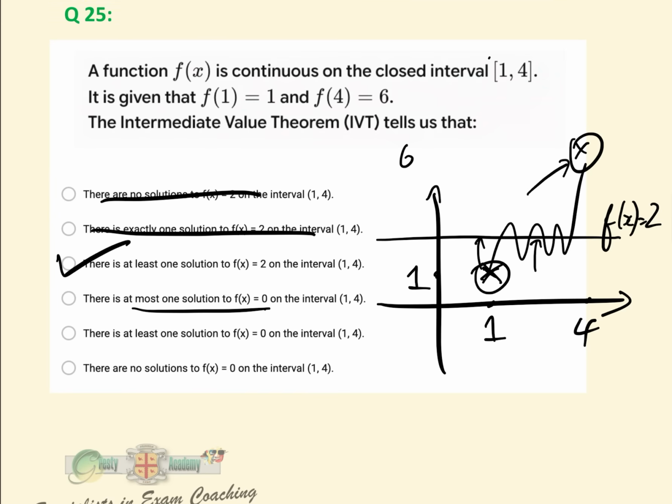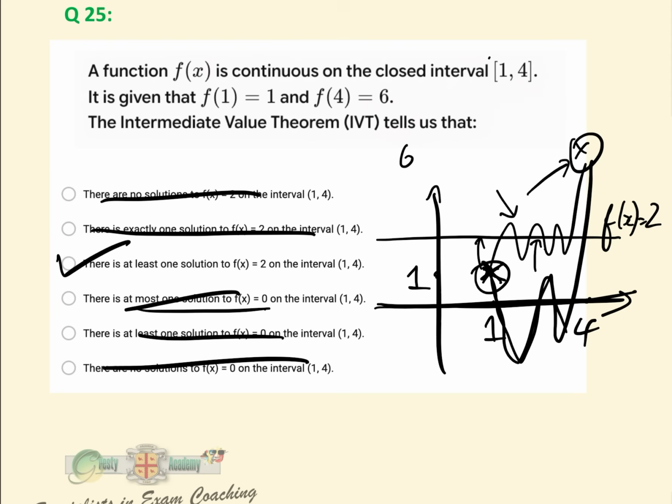Just going through the other ones, there's at most one solution. Well, we just established that it's not necessarily true. There's at least one solution to f of x equals 0 on the interval 1, 4. Well, that one's an interesting one because f of x equals 0 is the x-axis. We don't know that it actually crosses the x-axis. It may do, but we don't know that it does, so that one's wrong. And there's no solution to f of x equals 0. Well, again, we don't know. It could do what I just did there, and maybe it doesn't. So it's not that one, so the answer is this one.